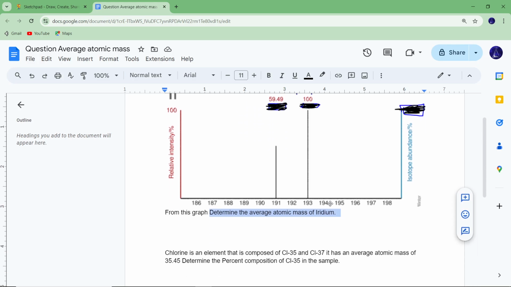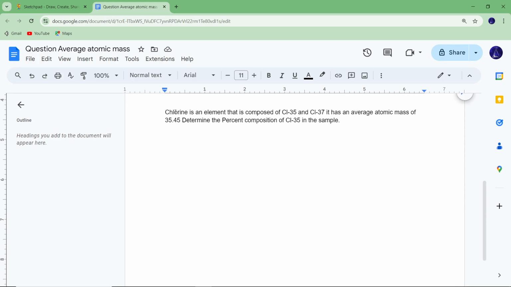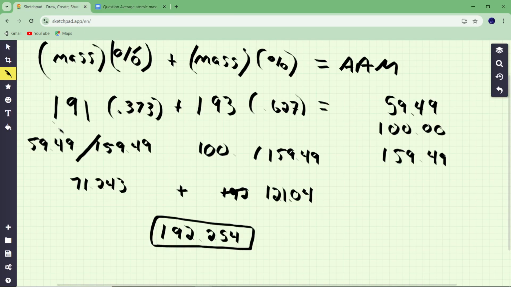Now, we're going to get into the harder type of problem here. And this is a problem where we're going to have to use a little bit of algebra to solve it. In this case, we have chlorine. It tells us that it's an element and it has two different isotopes. And it tells us the average atomic mass. And it wants us to determine the percent composition of chlorine 35. So we have to determine the percent. So we're going to go ahead and get a new sheet.